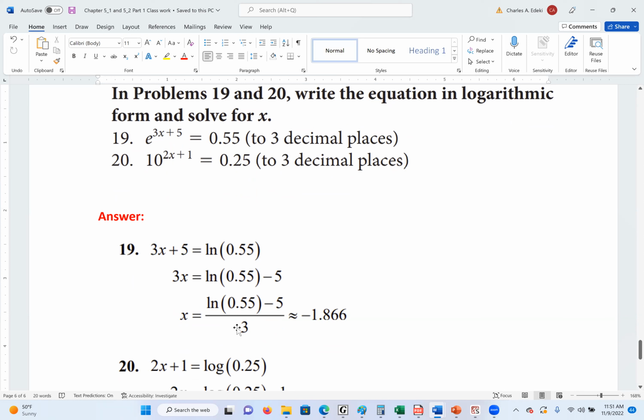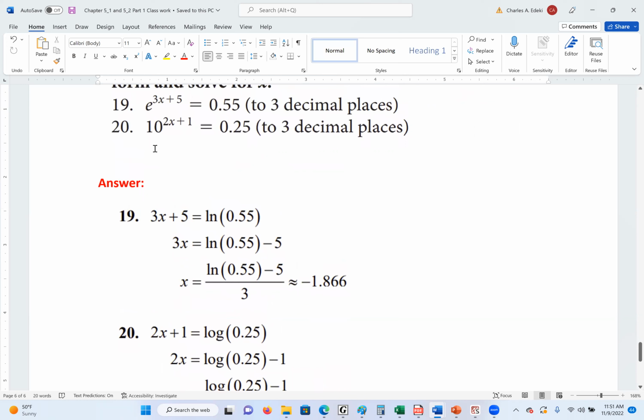And the same thing applies to the second. We have 10 to the power 2x plus 1 equal to 0.25. So this will be log base 10, or log in general. So 10 is the base. So we get log base 10 of 0.25 equal to 2x plus 1.